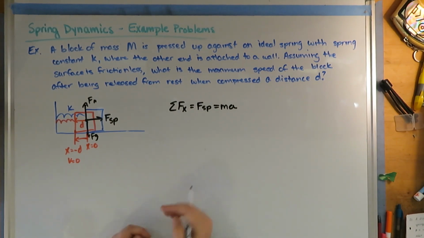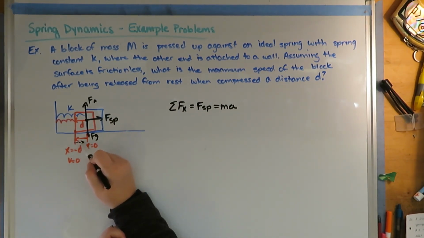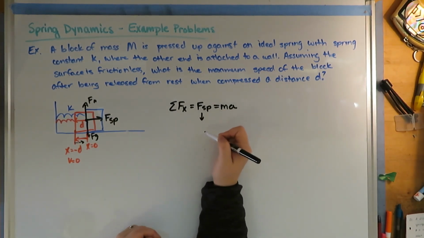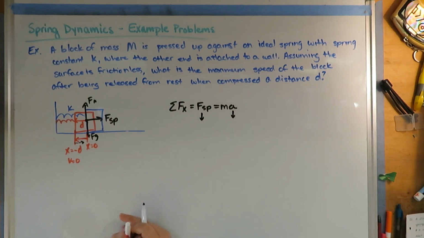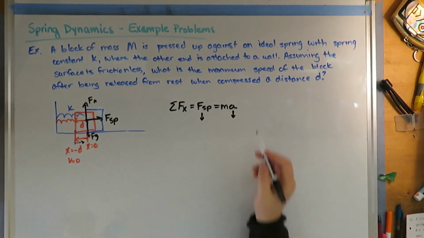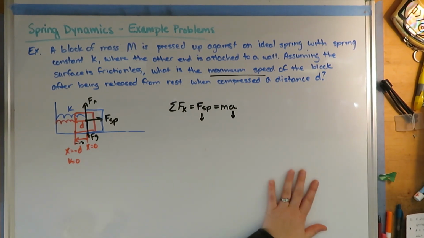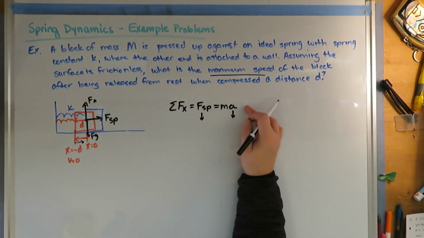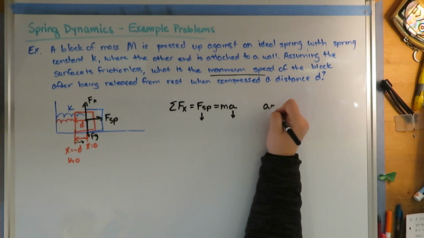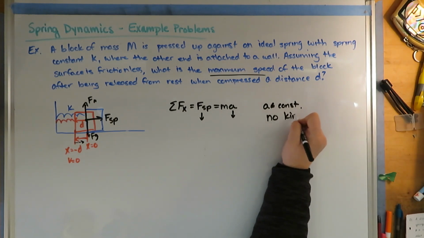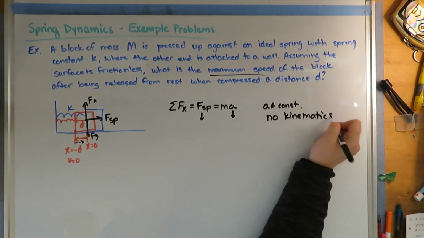Now the problem is that as it starts to move back towards the center, the spring force is going to be decreasing. It is non-constant, which means our acceleration is going to decrease, which means our acceleration is not constant. So since I'm looking for a speed, I normally know that if I can find my acceleration, then I can use a kinematic equation to find speed. But the problem here is that the kinematic equations require the acceleration to be constant. So since our acceleration is not constant, we cannot use the kinematic equations. So how are we going to solve this?